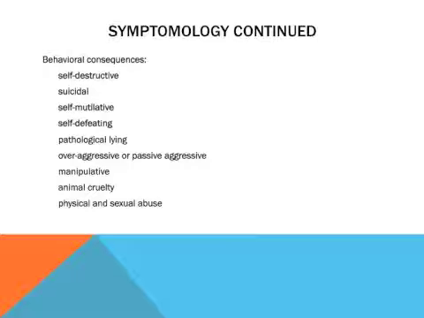And then so the symptoms are on 6 different domains. So it's behavioral, cognitive functioning, affect modulation, social, physical sense of self, and spiritual and moral development. So these are just some more behavioral consequences of RAD. So they are self-destructive, often exhibit suicidal behavior, self-mutilative, self-defeating, pathological lying, over-aggressive or passive-aggressive. They are manipulative, they exhibit animal cruelty, and they often have physical and sexual abuse histories.